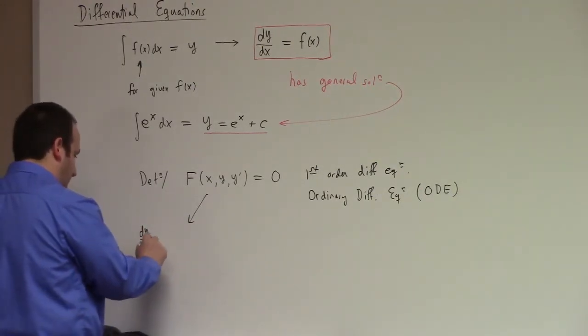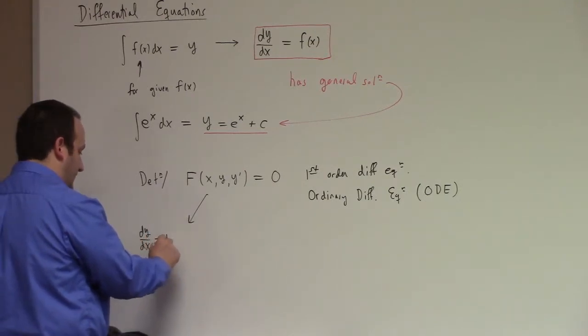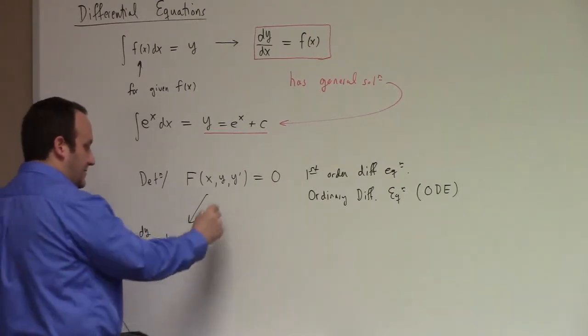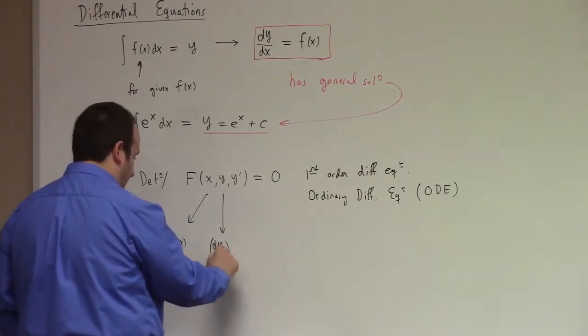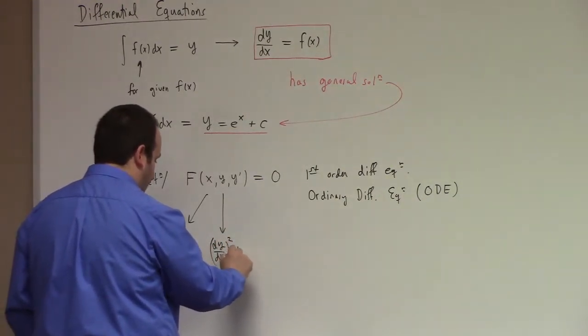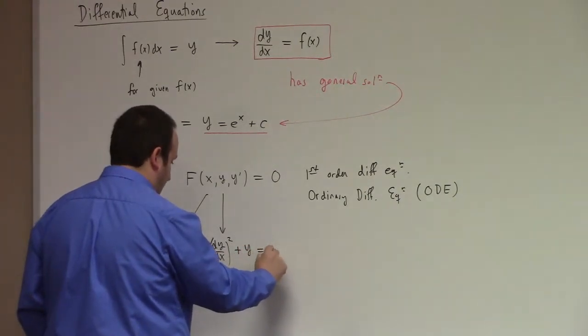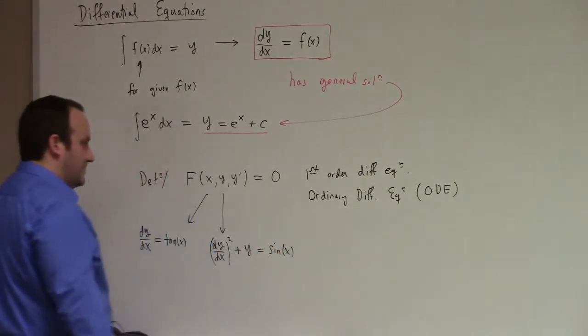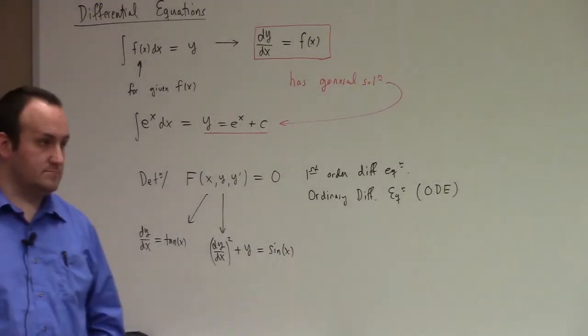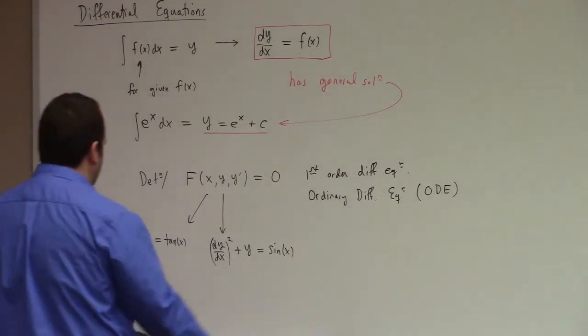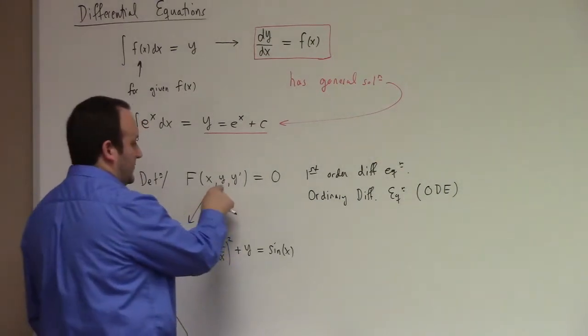dy dx, of course, the one we already did, like dy dx equals, say, tangent x. There's an ODE. Another one, how about this? dy dx squared plus y is equal to sine of x. There's an ODE. Yes, sir? What do you mean by first order equation? It is some function of x, y, and y prime.